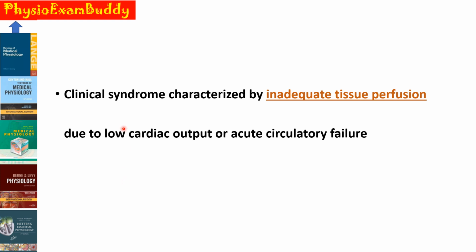First, about the definition of the shock. Shock is a term which is used to describe a clinical syndrome in which the tissue perfusion is inadequate due to decrease in either cardiac output or acute circulatory failure. So, circulatory shock is defined as a clinical syndrome characterized by inadequate tissue perfusion due to low cardiac output or acute circulatory failure.